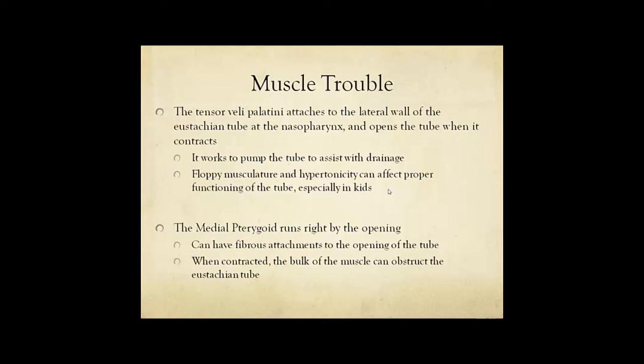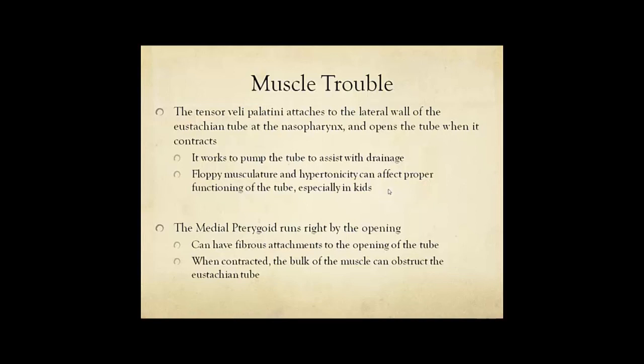If the muscles are floppy, they actually aren't opening and closing very well, so they're not allowing for proper pumping in the tube. Particularly in kids, if they're hypertonic, this really affects proper functioning of the tube because in kids, the eustachian tube is much more pliable, so a hypertonic muscle will actually distort the tube and alter the normal draining of it and will actually restrict their ability to drain because it over-distorts it.